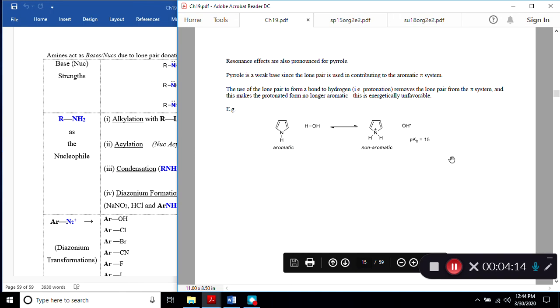Most extreme form of that, for example, is pyrrole. The nitrogen on your pyrrole, the lone pair, is required for aromaticity, sort of the ultimate stabilization. Protonation of that lone pair would destroy your aromaticity. Obviously that's bad, not favorable, and that's why we see that pyrrole is such a terrible base.